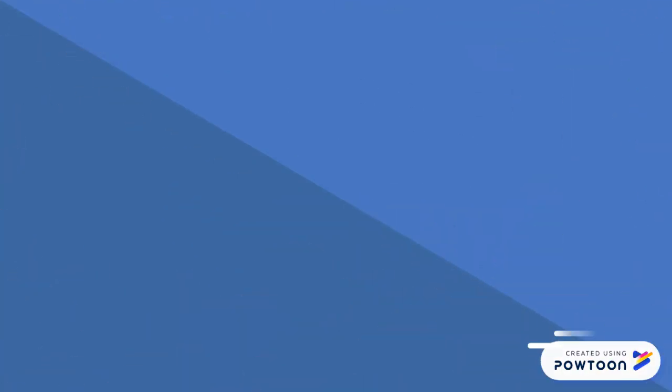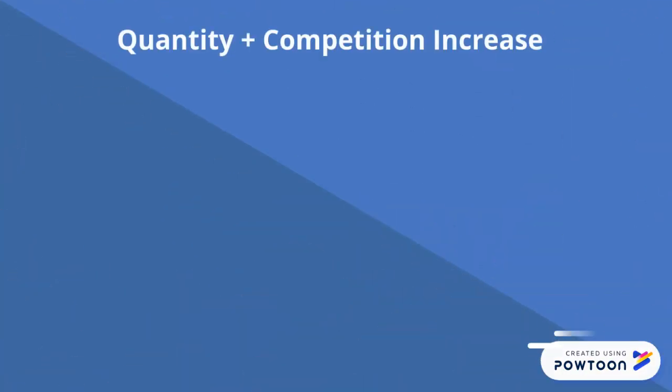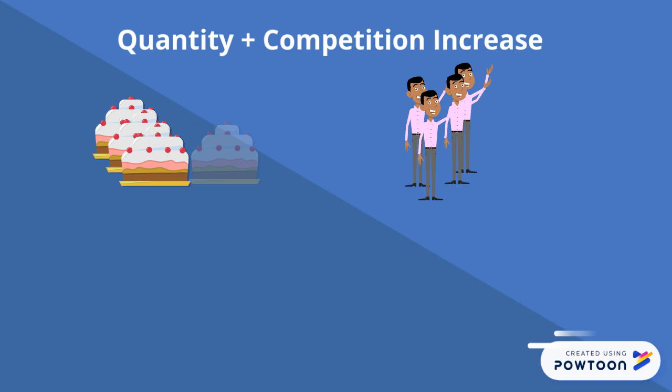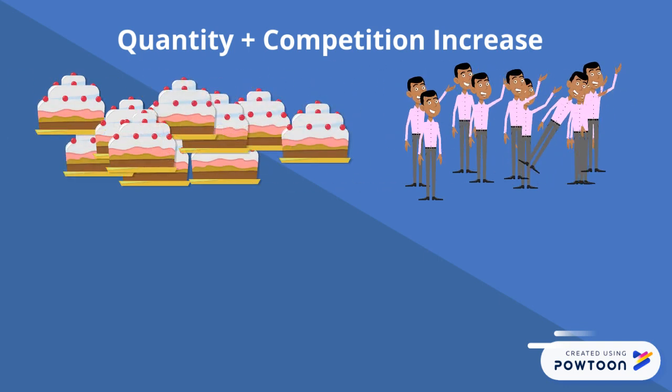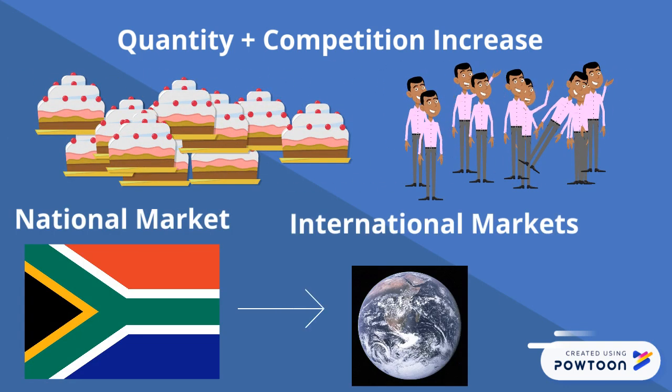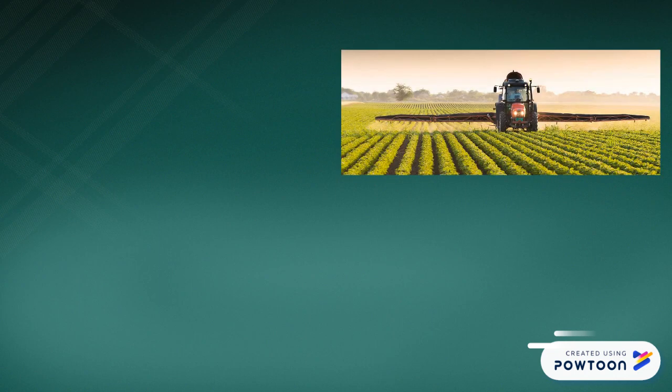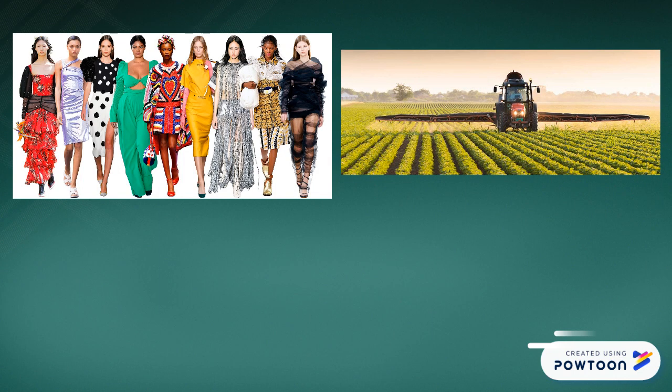Due to the increase in quantity of goods being produced and increased competition, it becomes necessary to look for more markets other than national markets. This creates the international market, in which trade began between countries. Surplus production is used in industries such as agriculture, the fashion industry, and even the furniture industry.